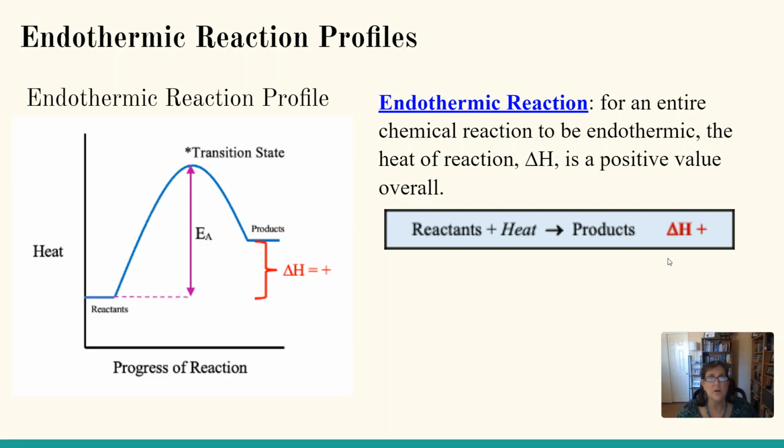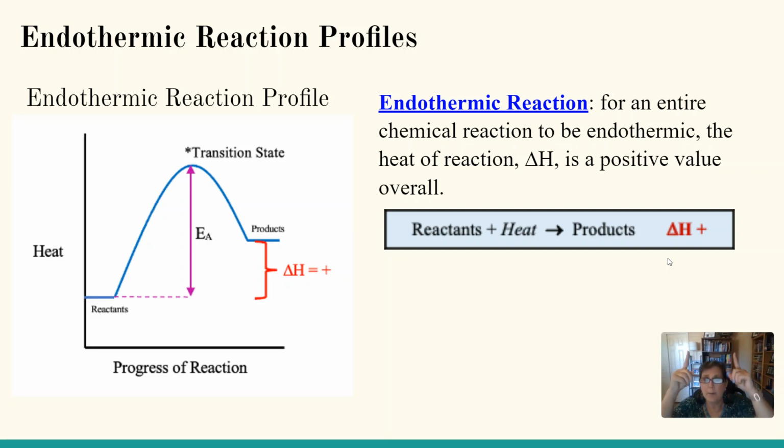The products are higher than the reactants because it's endothermic. Endothermic means heat goes into the reaction. So we have our reactants and we have to raise up to the products because that heat is going up. The products are higher because we absorbed heat energy. So the products have to be higher than the reactants because we absorbed heat energy.